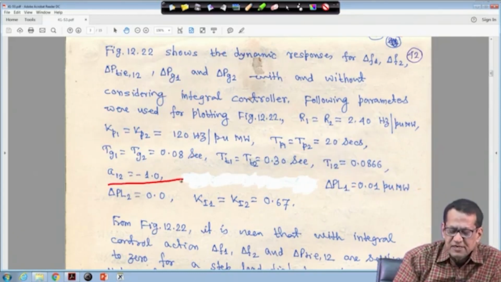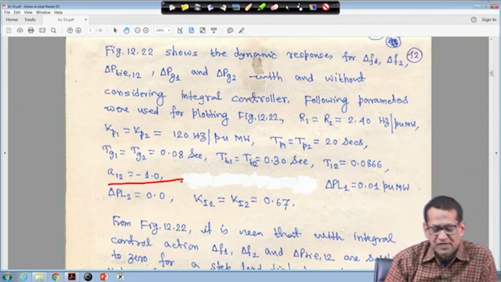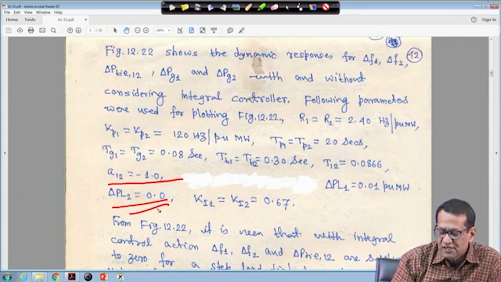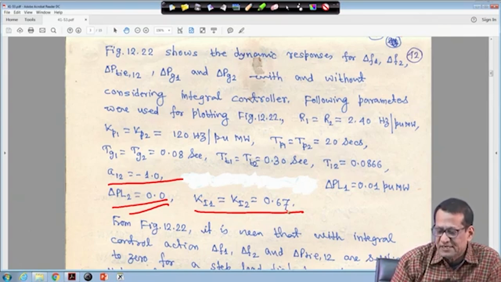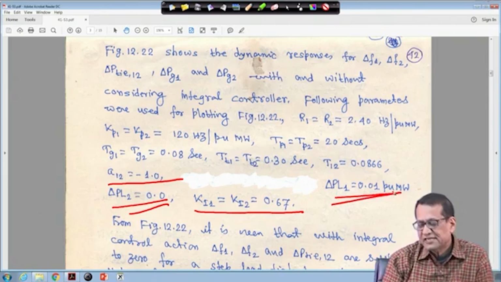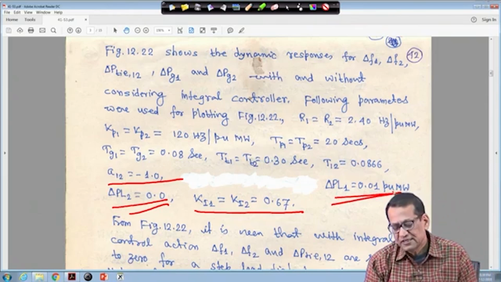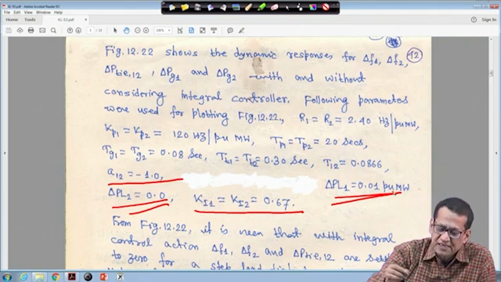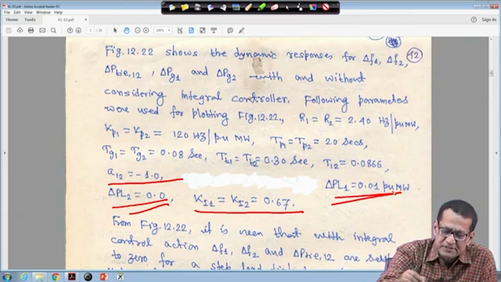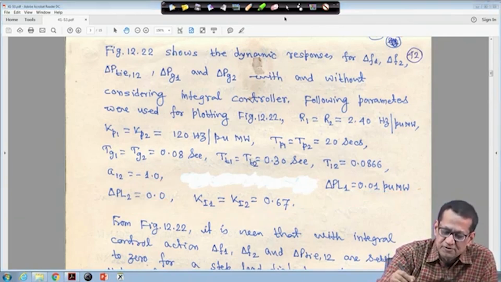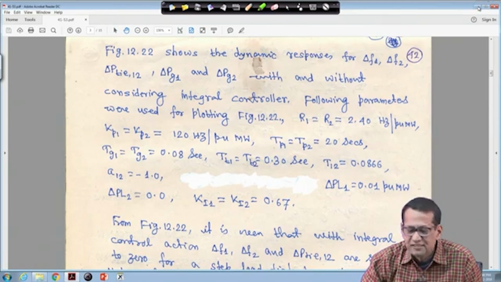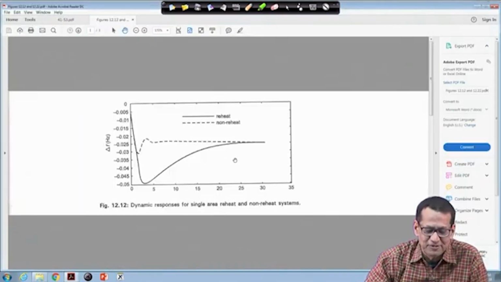And we have taken equal area capacity, so a12 is minus 1. There is no load disturbance in area 2, so delta PL2 is equal to 0. The integral gain setting we have taken Ki1 is equal to Ki2 is equal to 0.67, and the load disturbance in area 1 we have taken delta PL1 is equal to 0.01 per unit megawatt, right. So, for this case, what will the dynamic responses be? These are the parameters we have taken, and the dynamic responses, in the classroom exercise we cannot do simulation, right.